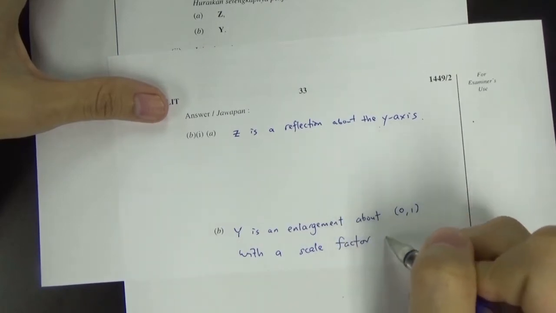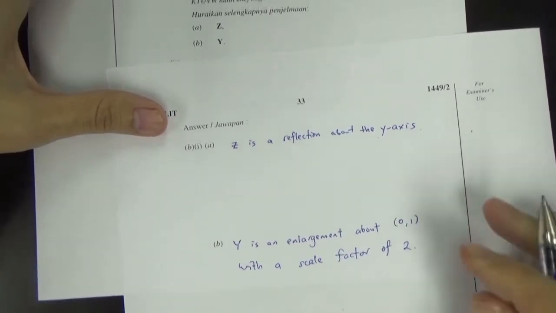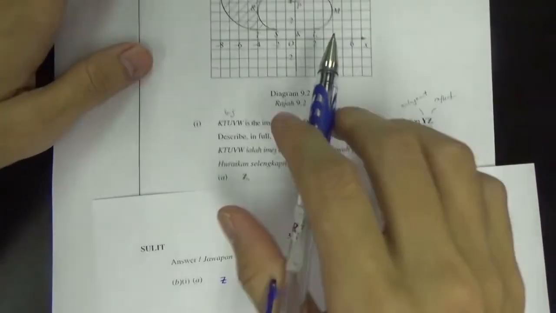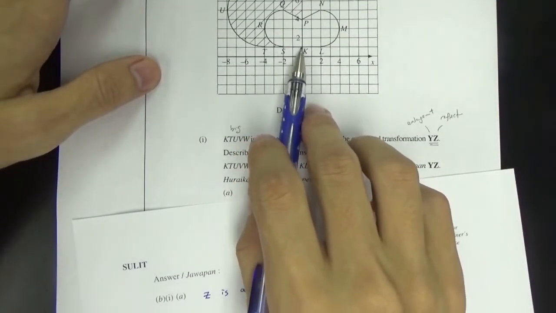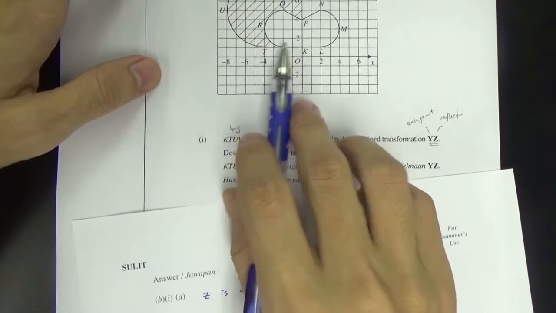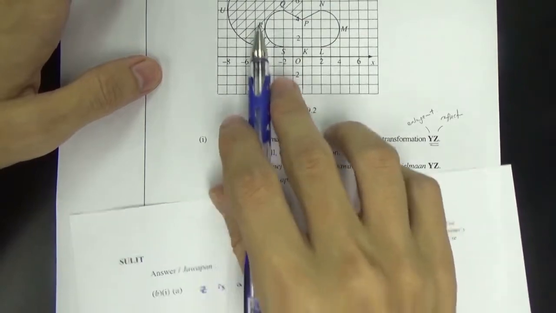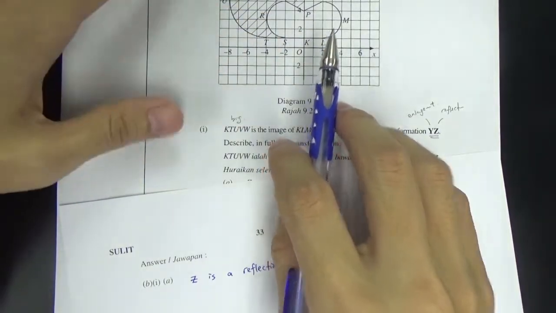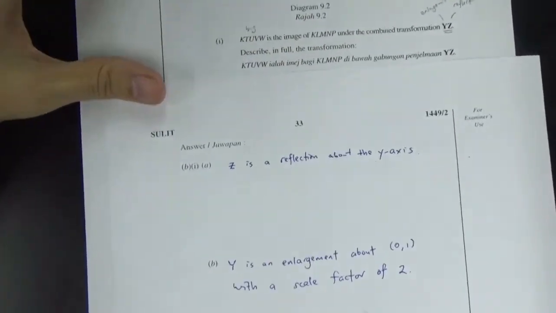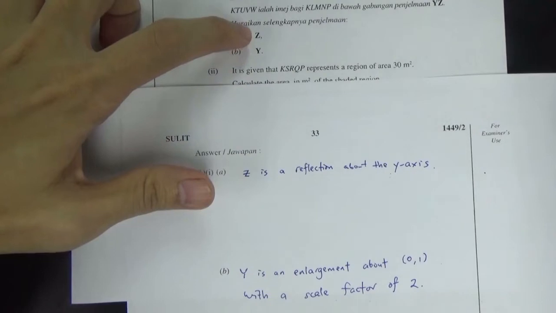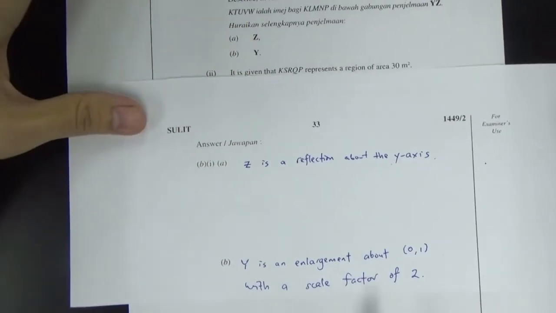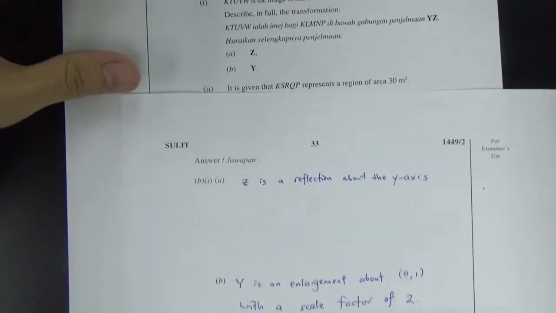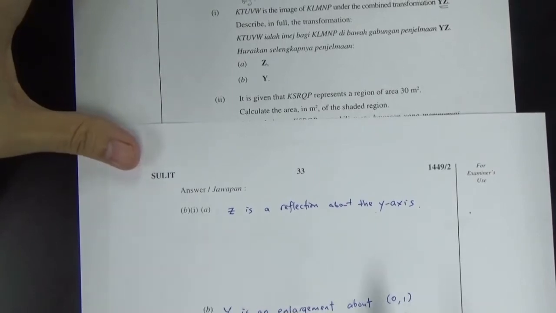factor of 2. Now we know it's 2 because you can see SK is 2 units, then TS once after we enlarge is 4 units. So in terms of the length is scale factor of 2. So there we go, we have the two transformations Z and Y described in detail for part B1.